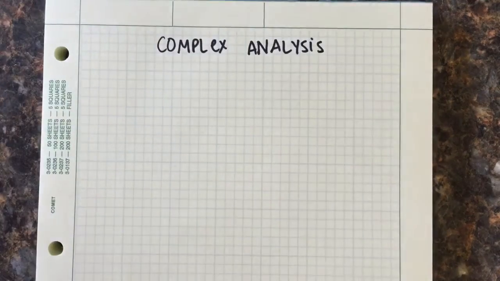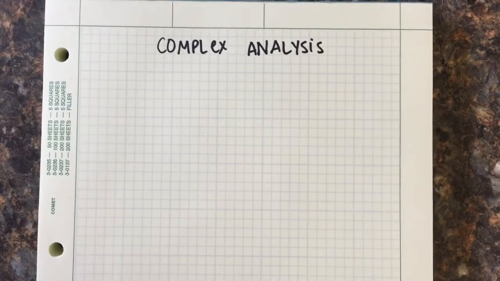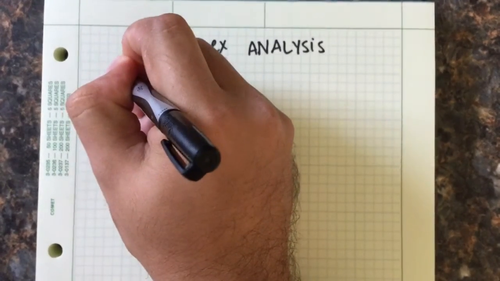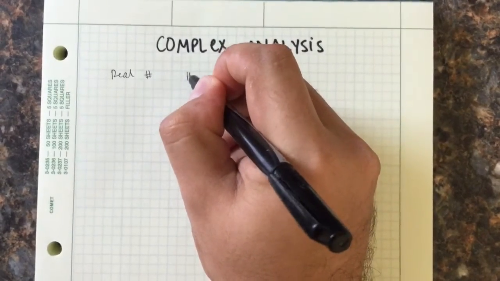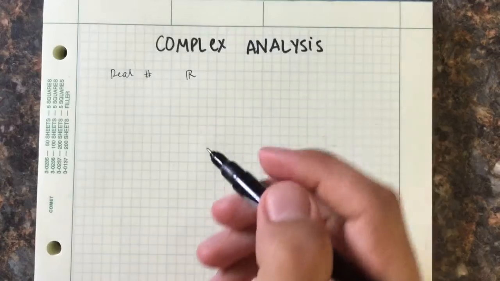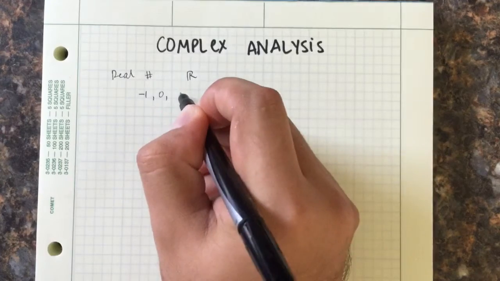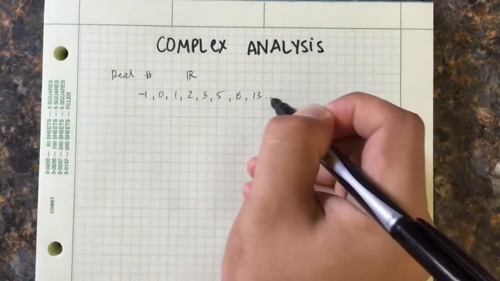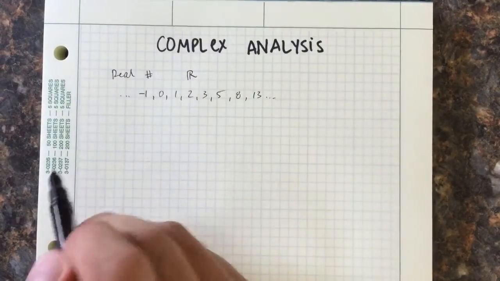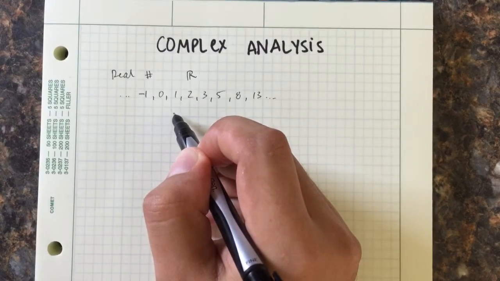To understand the complex number, I'd like to first remind ourselves what real numbers are like and how they work, and from there we can move on to the complex numbers. So real numbers are numbers. I'm actually going to do this fancy thing of the set of real numbers. They are numbers such as -1, 0, 1, 2, 3, 5, 8, 13, so on to infinity, in both directions. Also, any decimal numbers, both rational and irrational.